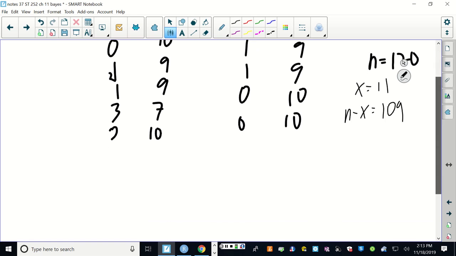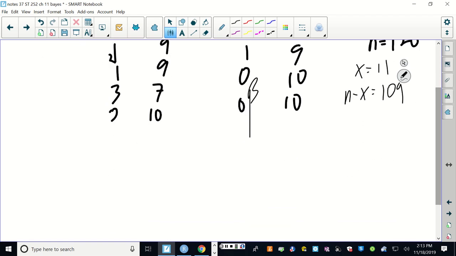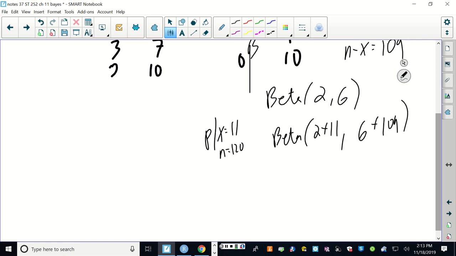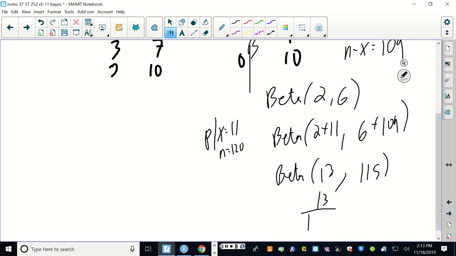Right? And we started out with a beta distribution, 2, 6, I said, right? That's the prior. So then the posterior, given that x equals 11 and that we had 120 total, is going to be a beta, right, 2 plus 11, and then 6 plus 109. So this is a beta, right, of 13 and 115. Right? And so this mean is 13 over... Have I added things up correctly?